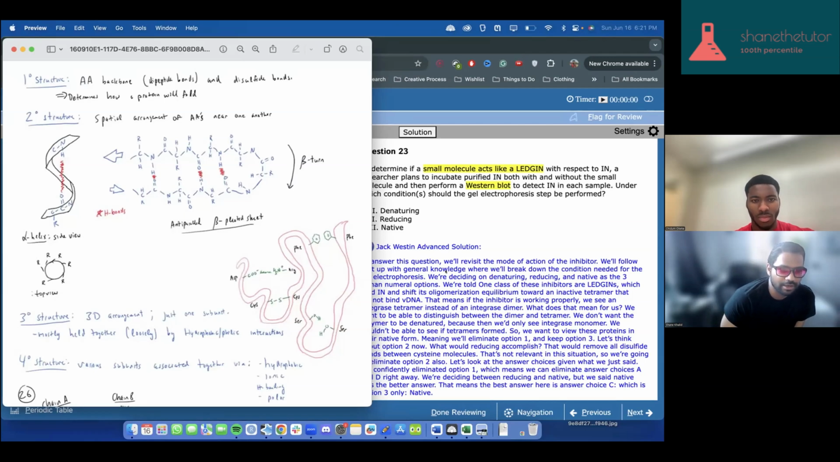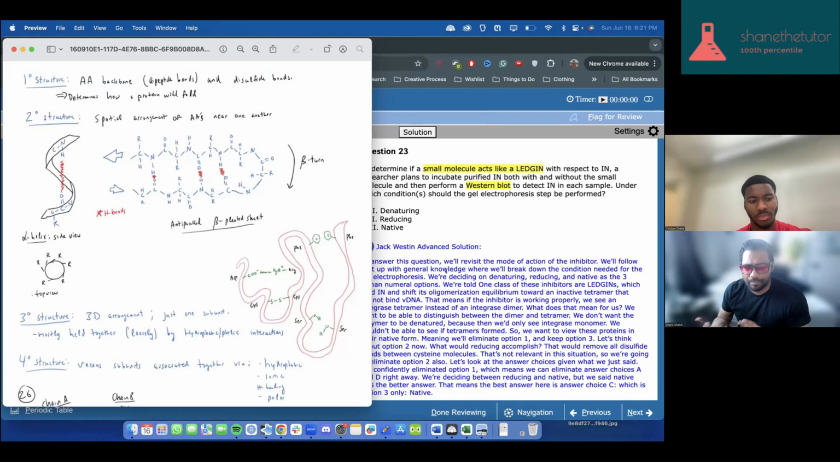The secondary structure is the spatial arrangement of the amino acids near one another. So you'll have hydrogen bonds between the backbones. We get the alpha helix here, side view and top view, and you can see the R groups are outside of it, so the R groups are not playing a role in secondary structure. We can also have a beta pleated sheet, the same thing: hydrogen bonding between the backbone.